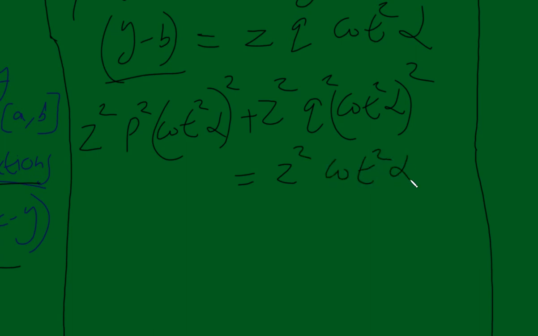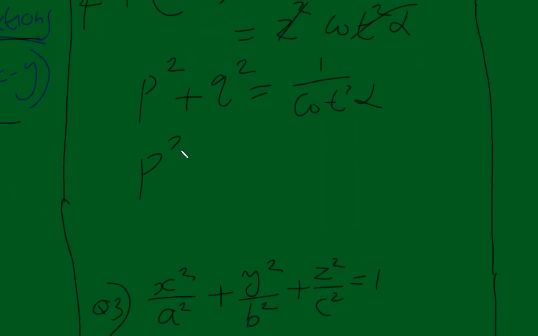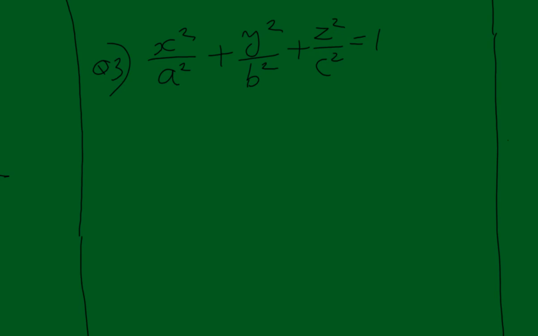Alright, the z square can be cancelled, so we will get p square plus q square is equal to 1 by cot square alpha. That is, simply writing, p square plus q square is equal to tan square alpha. Alright, this is the required partial differential equation. So let's move on to question number 3.